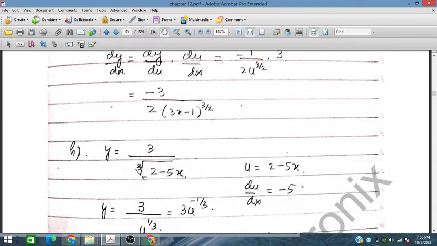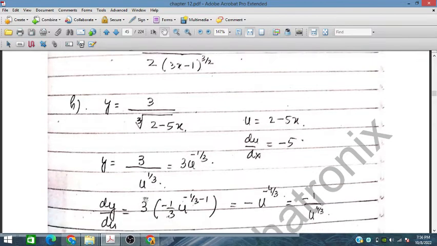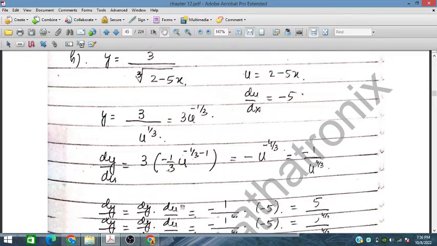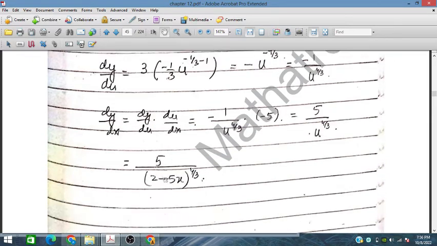And this is so difficult, the power is cube, so it becomes this. So we'll take the differential dy by du and du by dx, and then eventually it comes to this.